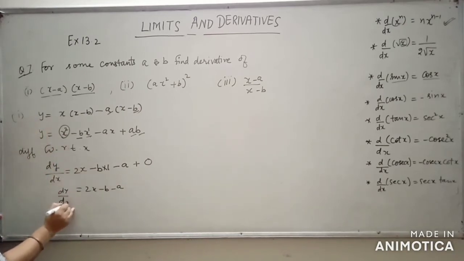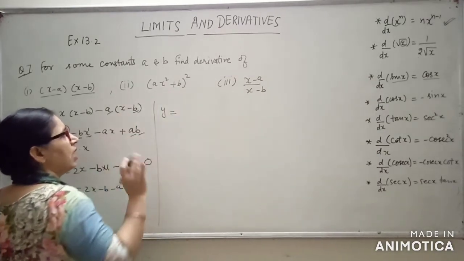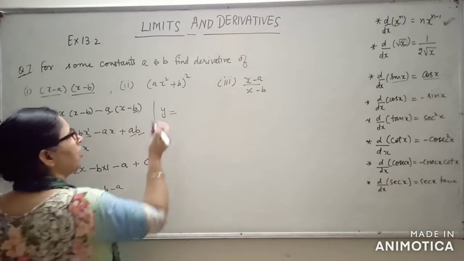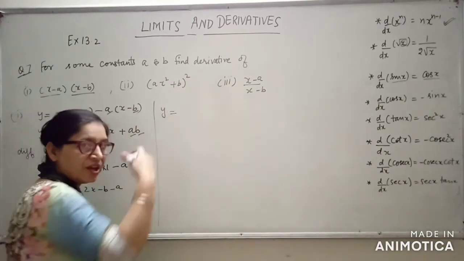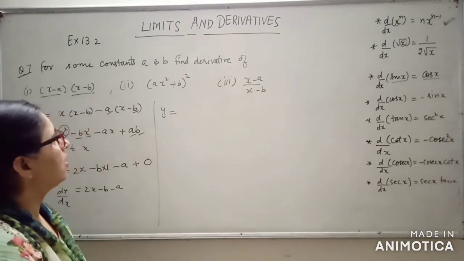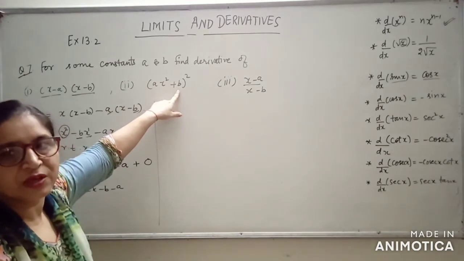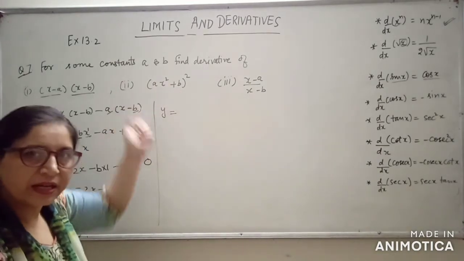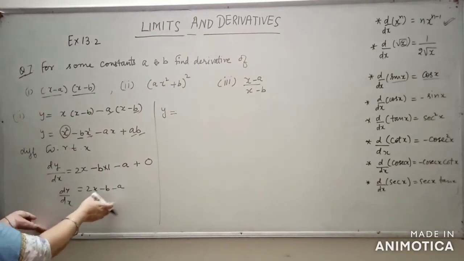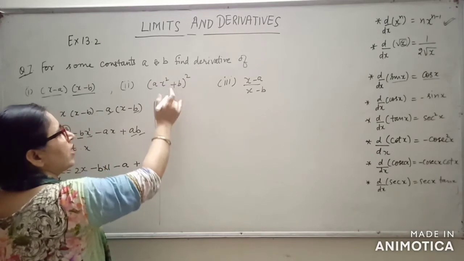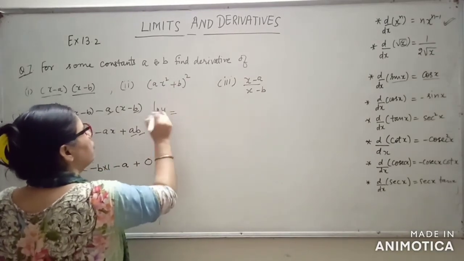Okay. Now come to the next question. In this question, I can find the derivative by using the chain rule, or by first opening it using the identity (a plus b) whole square, and then taking its derivative. In the previous question I had opened it, but in this question I am going to find the derivative directly by using the formula.